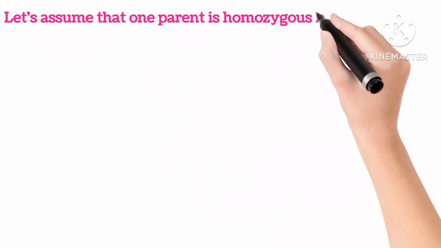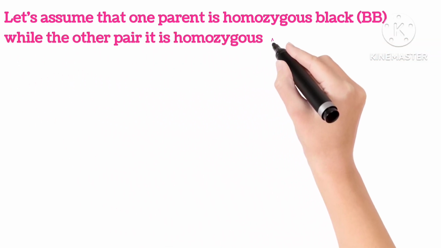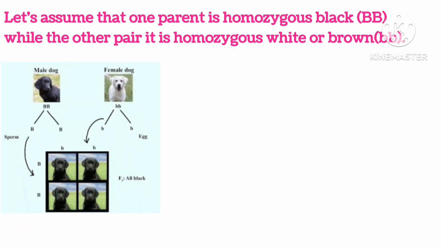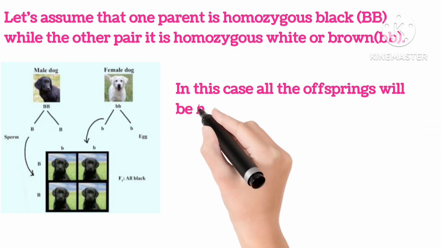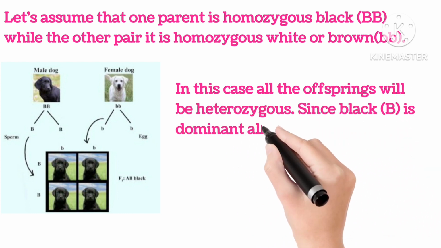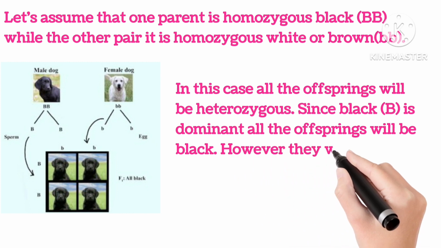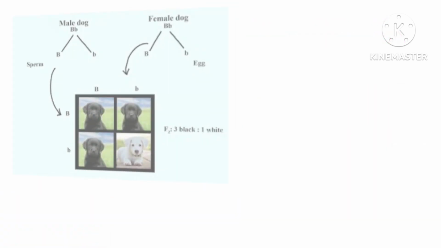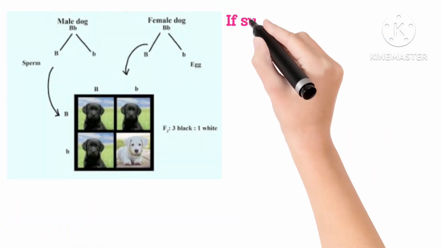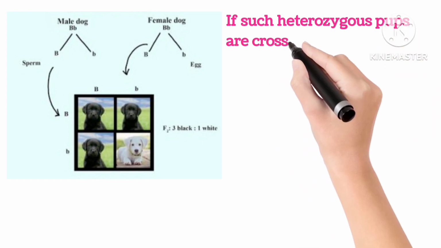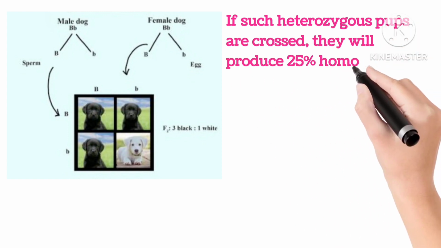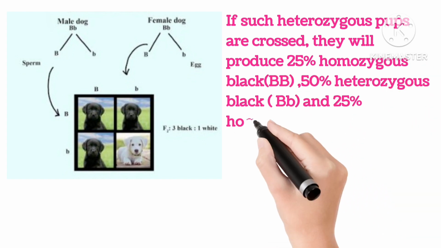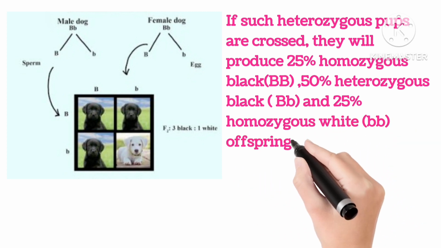Let's assume that one parent is homozygous black while the other is homozygous white or brown. As you can see here in the picture, in this case all of the offspring will be heterozygous, and since black is dominant, all the offspring will be black; however, they will have both capital B and small b alleles. While if such heterozygous pups are crossed, they will produce 25% homozygous black, 50% heterozygous black and 25% homozygous white offspring.